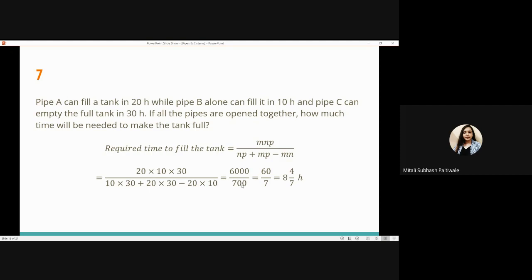Pipe A and pipe B both are filling the tank, but pipe C is emptying the tank here. And as we are aware what is M, what is N, and what is P, we have just kept the values in the formula and found the answer. That is it. Simple. That is why I'm just telling you the direct formulas, just to get you through multiple and various types of questions.